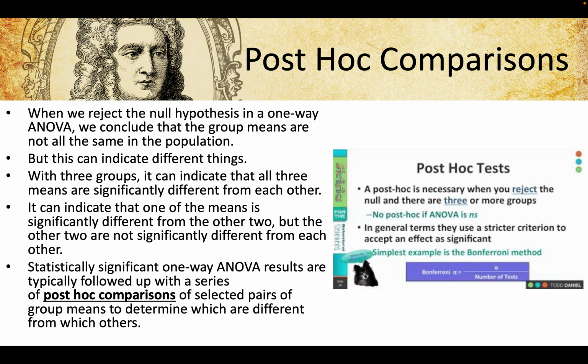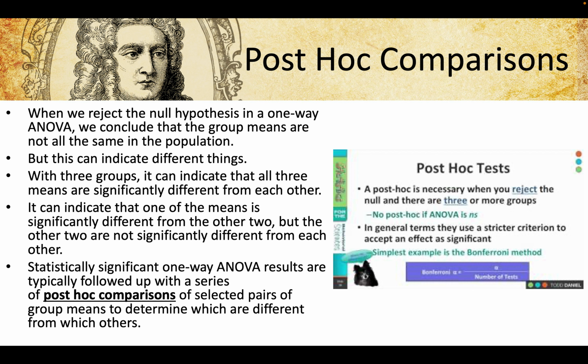When we reject the null hypothesis in a one-way ANOVA, we conclude that the group means are not all the same in the population, but this can indicate different things. With three groups, it can indicate that all three means are significantly different from each other. It can indicate that one of the means is significantly different from the other two, but the other two are not significantly different from each other.